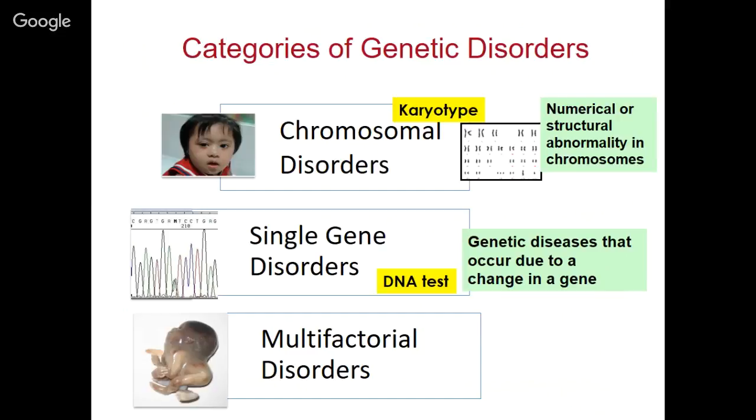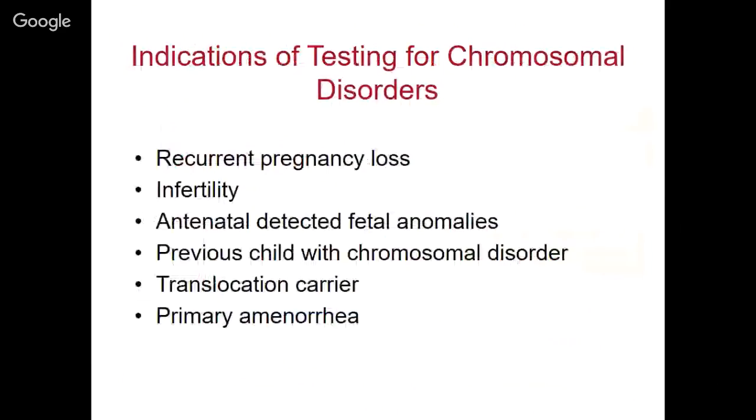For the second, we do the DNA-based tests to identify the specific gene change that has caused the disorder. And then you have an example of the single gene disorders: thalassemia, SMA, hemophilia. And the third group are the multifactorial disorders like neural tube defects, which are not only associated with a gene change, but have a lot of environmental influence on the development of the disease.